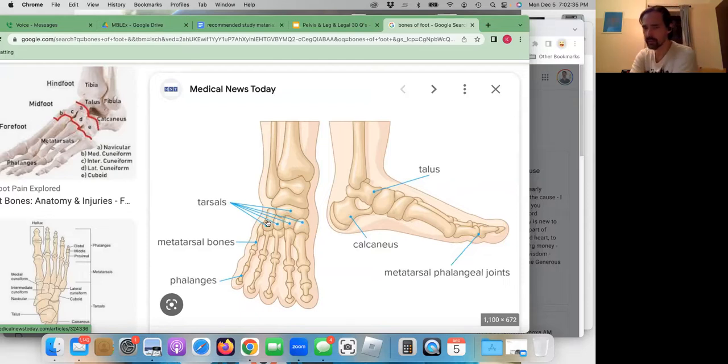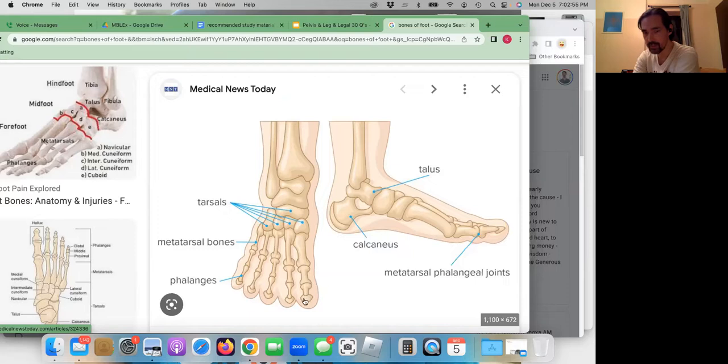Of those bones, I only know the names of 2. That's the navicular and the cuboid. And then there are 5 metatarsals, and then there are 5 digits, each with a number of phalanges.